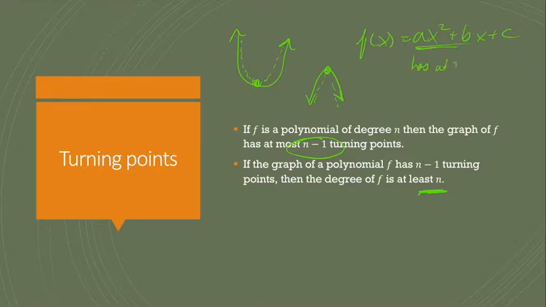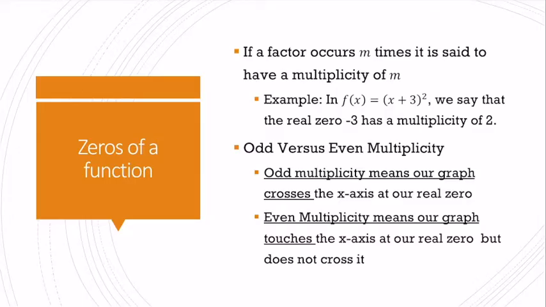So a degree 2 polynomial has how many turning points? It has at most 1 turning point, and that makes sense from what we know about degree 2 equations. So keep that in mind, that the number of turning points is always less than the degree of the equation by 1.